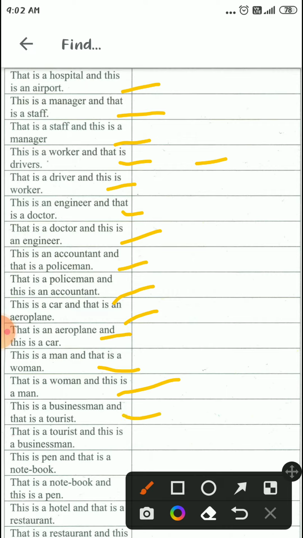This is a businessman. هذا تاجر. وذلك سائح. That is a tourist. ذلك سائح. And this is a businessman. وهذا تاجر. This is a pen. هذا قلم. And that is a notebook. وذلك دفتر.